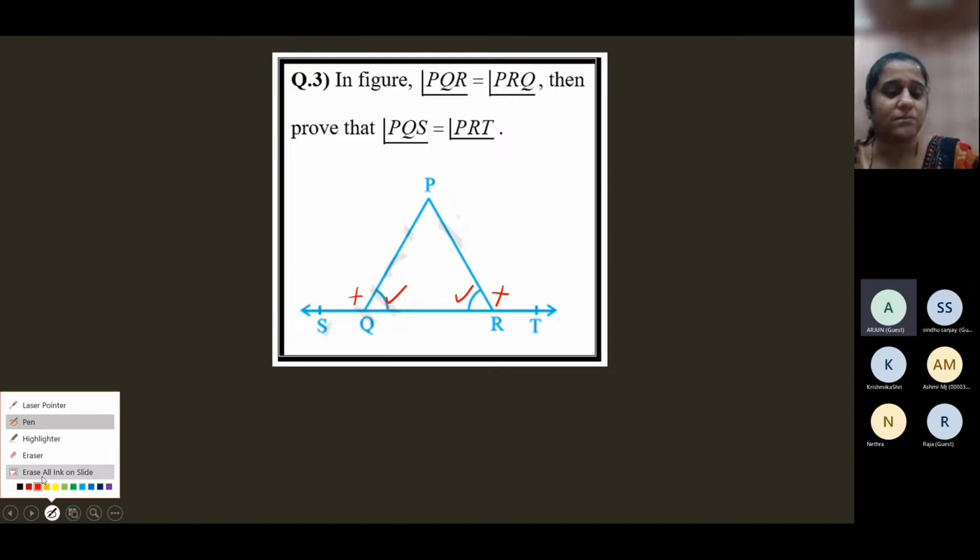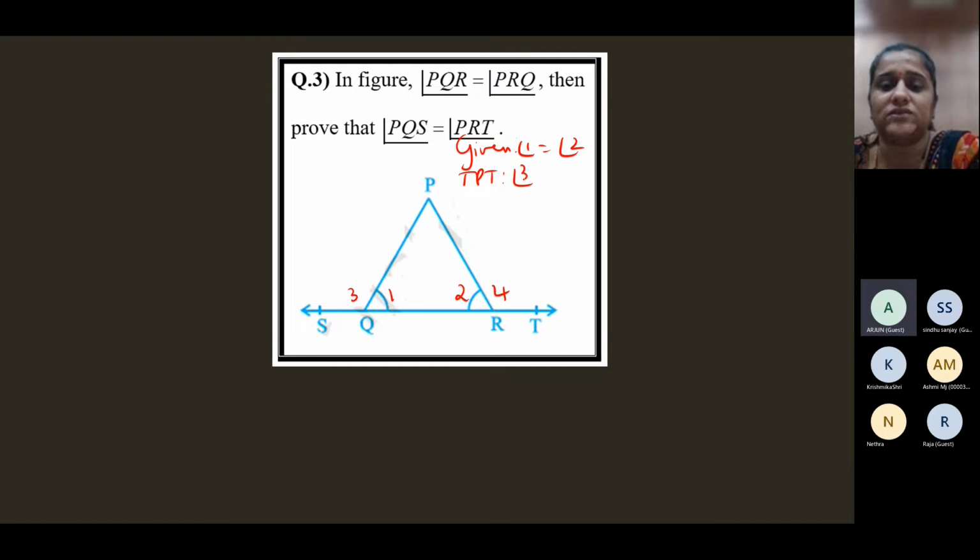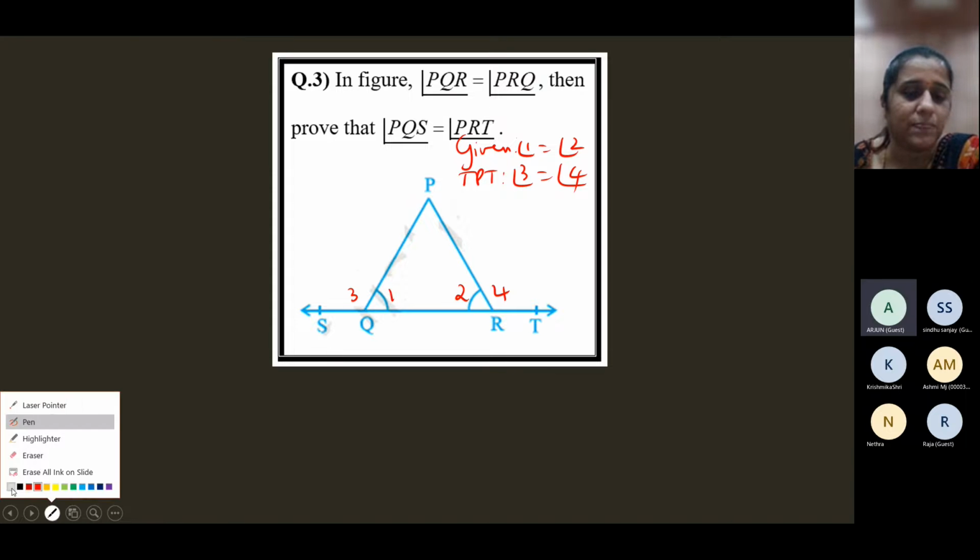So it's given that angle 1 is equal to angle 2. You need to prove that angle 3 is equal to angle 4. Let's take it like this to make it easy to understand. We all know how to name angles, so we'll use numbers so that we understand the proof easily. All right. Given angle 1 is equal to angle 2. To prove that angle 3 is equal to angle 4. Very simple proof. See here.